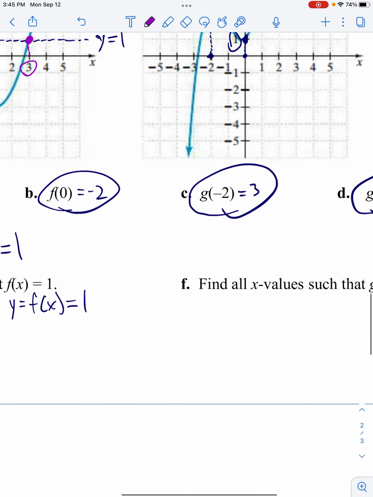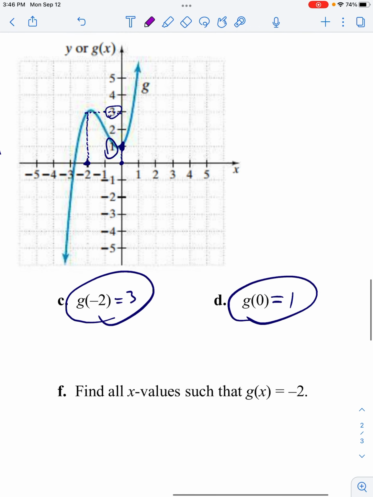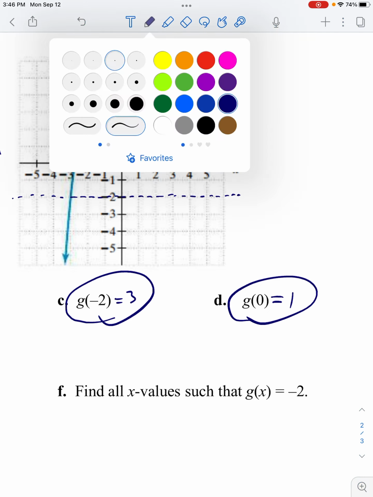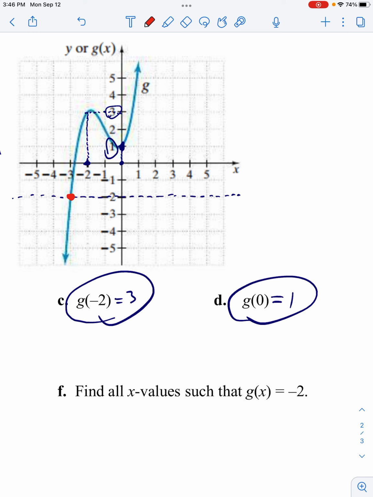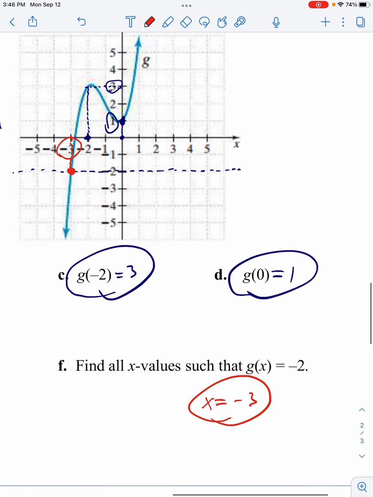All right. Part F. Let's find all x values such that g of x equals -2. So now we're looking at the g curve over here, g of x. All right, and we're going to go ahead and draw a dashed line through -2 here. Y equals -2. All right, draw a point wherever it intersects my graph here, and then see what x value that's right underneath. That's right underneath x equals -3. So x equals -3.